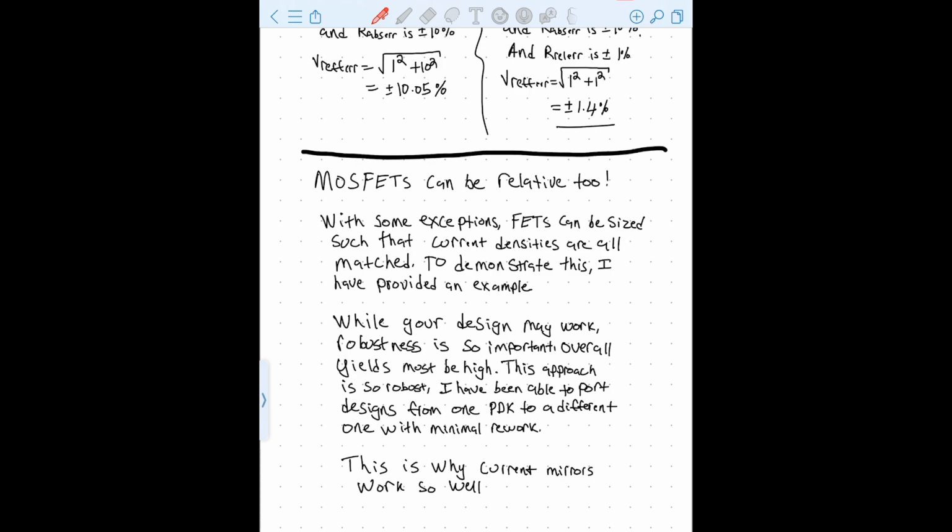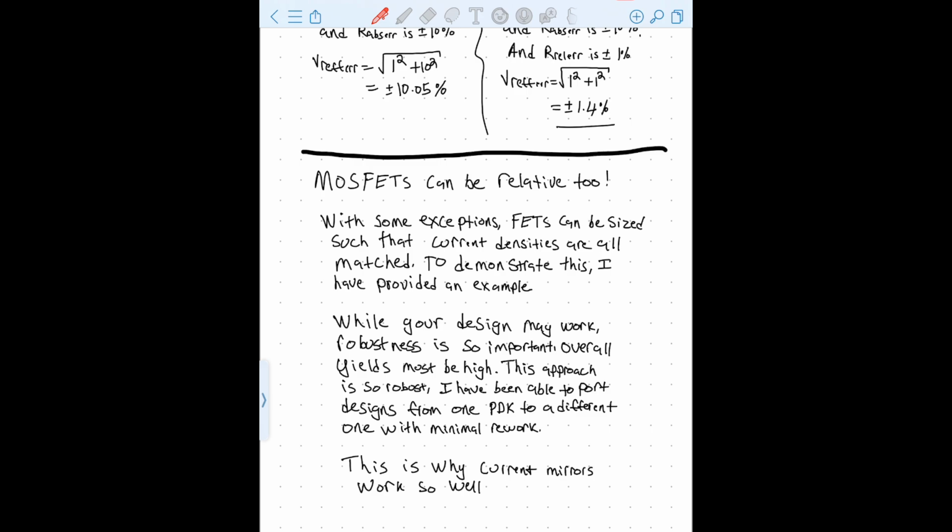And it's important to note that while you may have a design that works, if you don't follow this, it might not be very robust. And one important consideration with design is having high yield. If you don't have a high yielding design, then in my opinion, you don't have a good design. It's essential to have as high of a yield as possible. And this approach lends well to that.